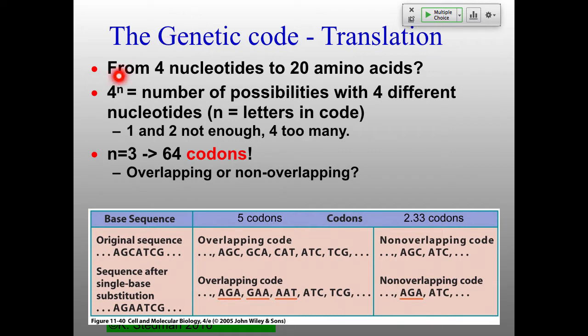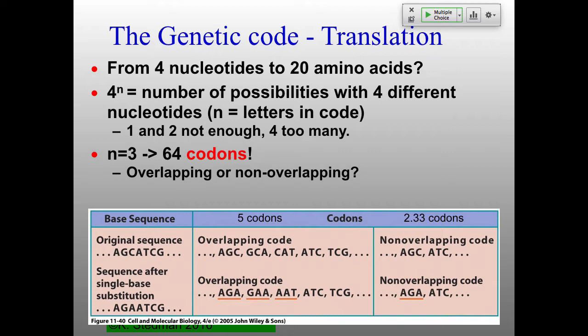So you can calculate the number of possibilities quite easily. It's just 4 to the n, where n is the number of letters in your code. So 4 to the 1, we just talked about, is 4. It's not enough. 4 to the 2 is what? 16. Is that enough? No.